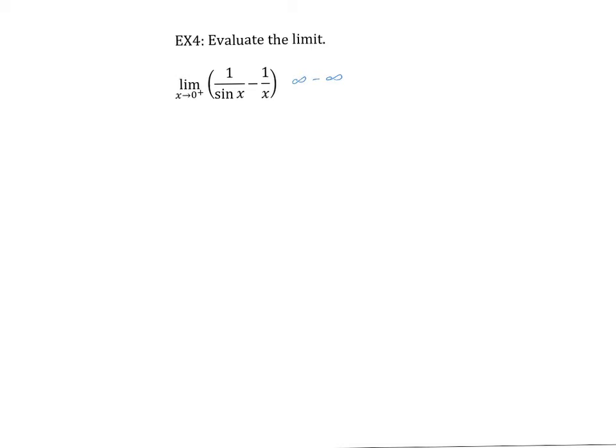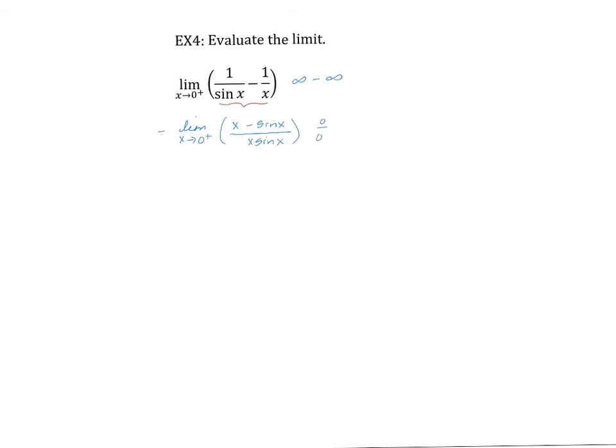I do want to create a fraction, so it just seems natural for me to take these two fractions and combine them with subtraction. If I do that, I have the limit as x goes to 0 from the right of x minus sine of x over x times sine of x. Okay. So when we evaluate this expression, I do get 0 over 0.